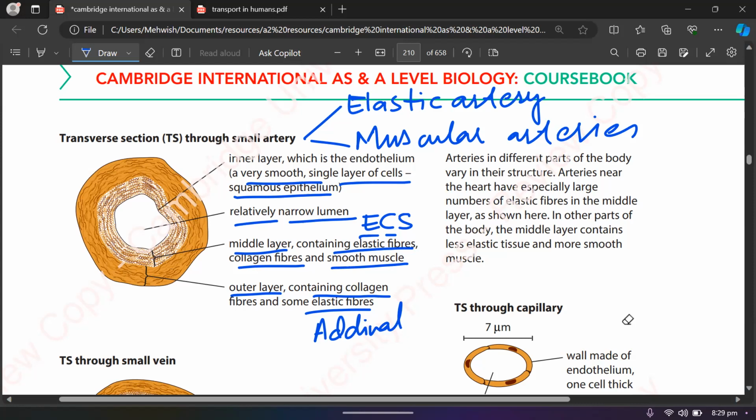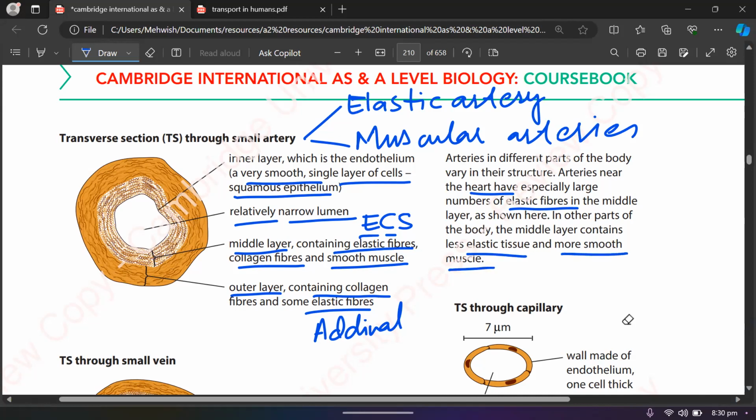So that's why they will become muscular arteries. Arteries in different parts of the body vary in their structure. Arteries near the heart have an especially large number of elastic fibers in the middle layer, as shown here. In other parts of the body, the middle layer contains less elastic tissue and more smooth muscle.